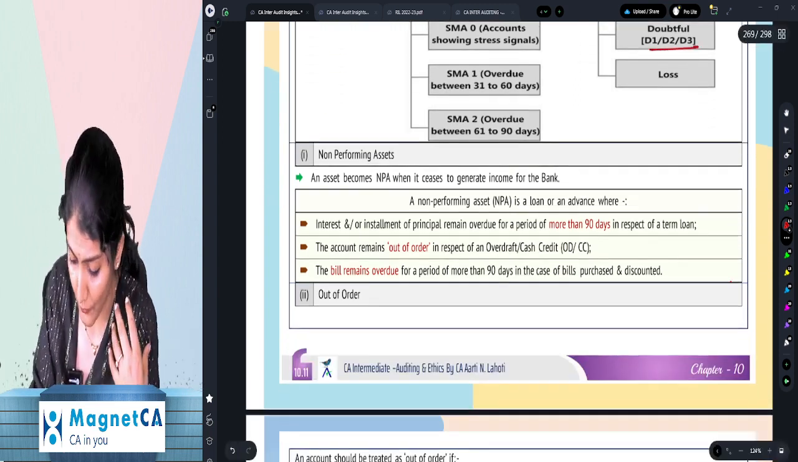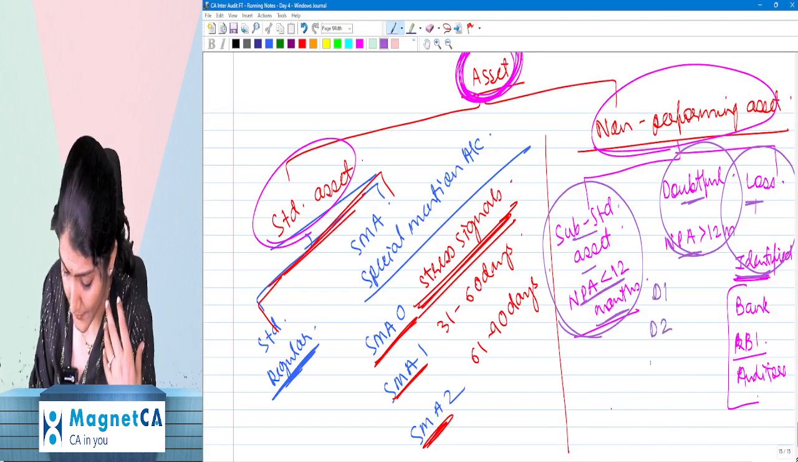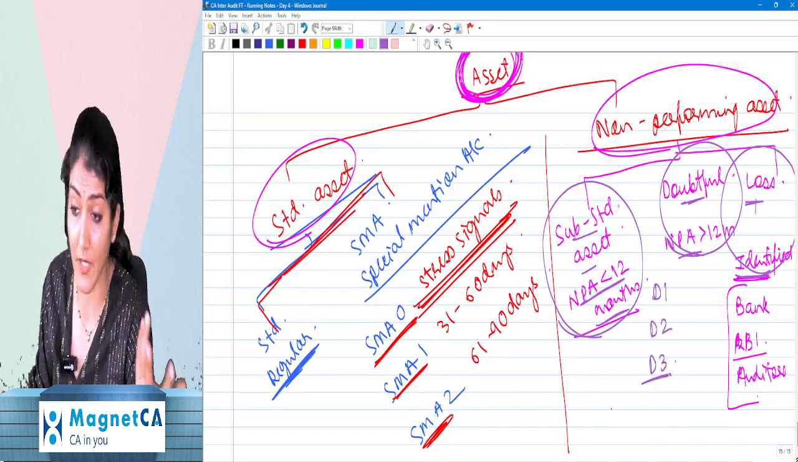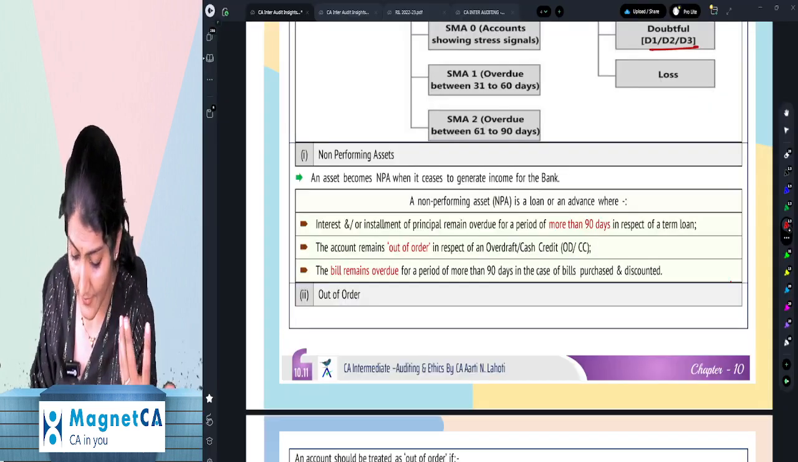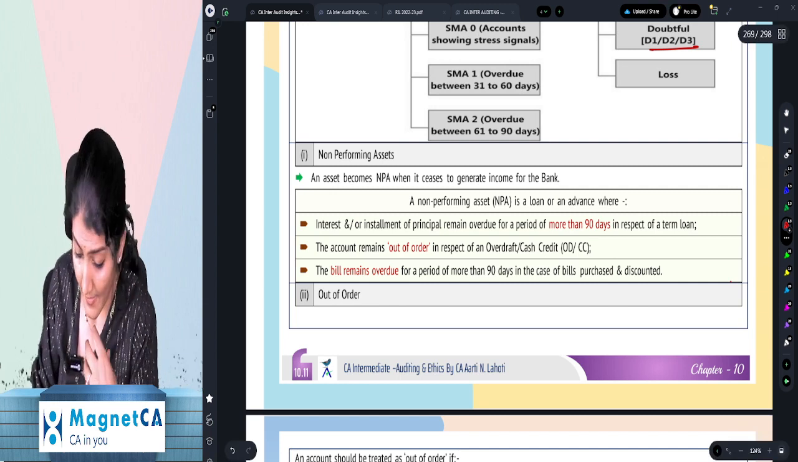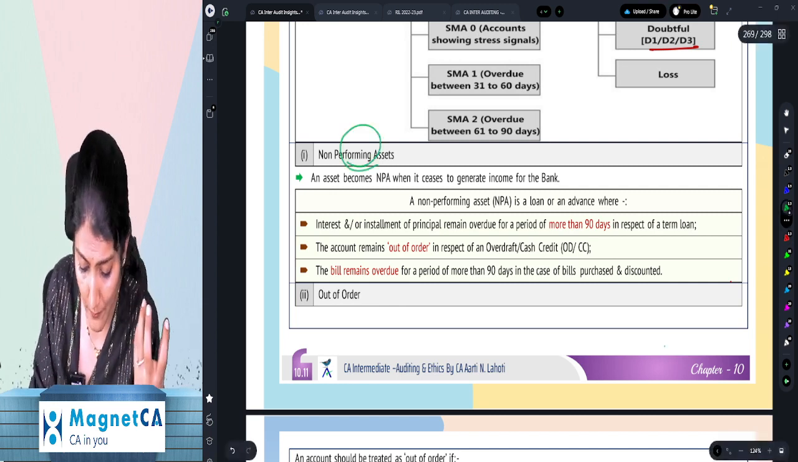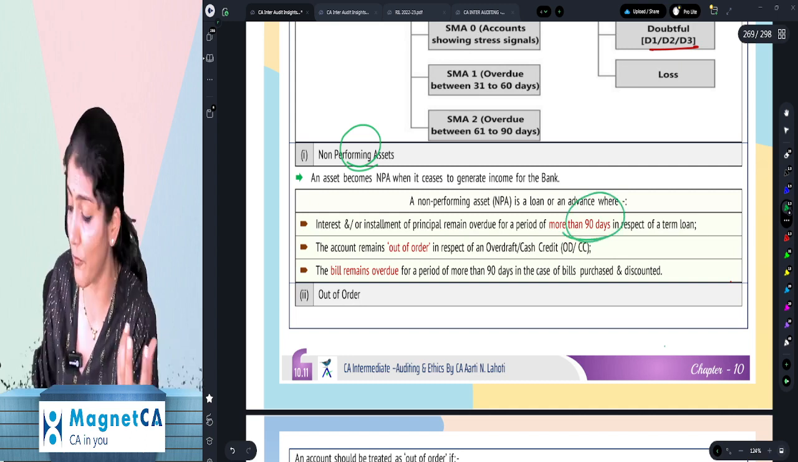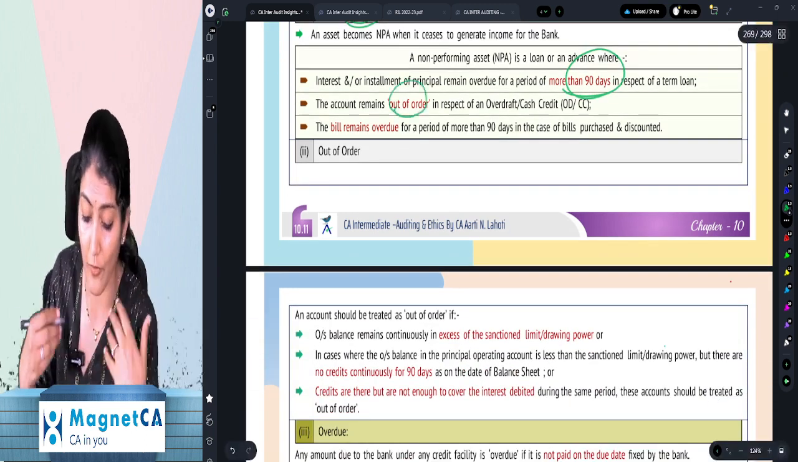In the doubtful also we have D1, D2, and D3. Up to 1 year, 1 to 3 years, and more than 3 years sitting in the doubtful category. Accordingly, D1, D2, and D3. And when does an asset of the bank become a non-performing asset? One, any credit facility overdue for more than 90 days. Two, CC overdraft when it gets the out of order status.